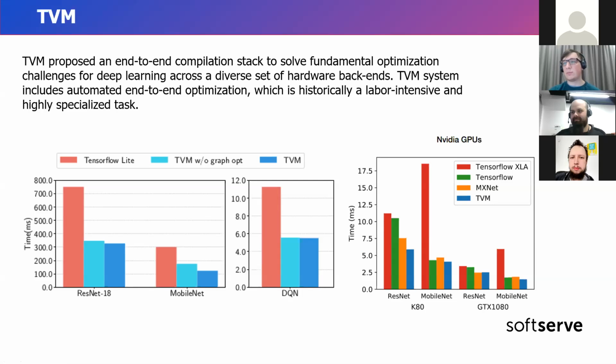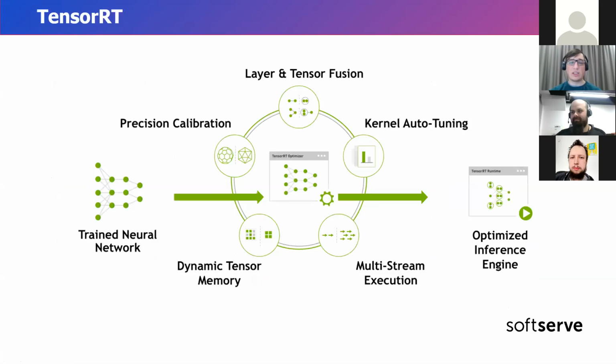So on the plot on the left, you may see that it outperforms TensorFlow Lite on CPU. This one plot is for CPU for different neural networks. And also it outperforms TensorFlow and MXNet optimization for GPU. TensorRT is another library for neural network optimization.